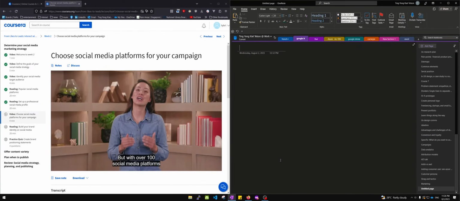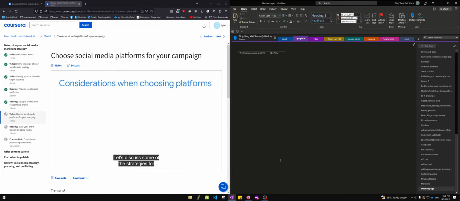But with over 100 social media platforms worldwide and more cropping up each day, how do you choose the best one to market your brand? Let's discuss some of the strategies for choosing social media platforms for your campaign.